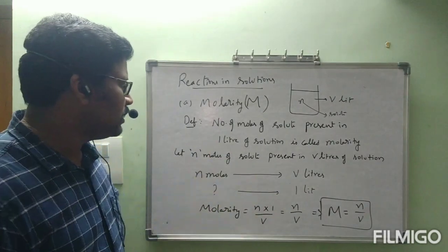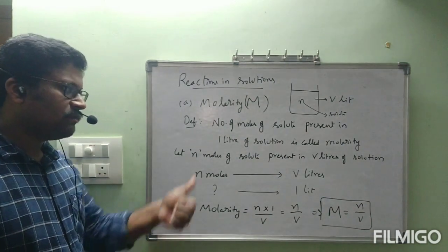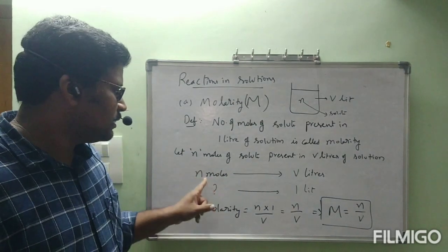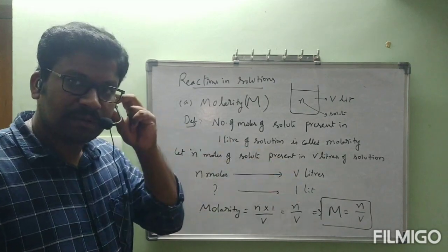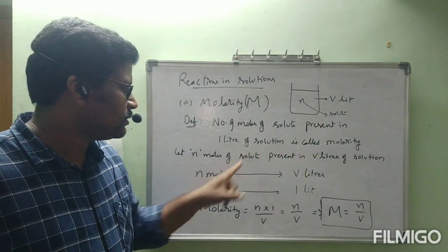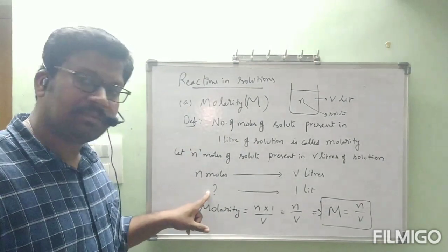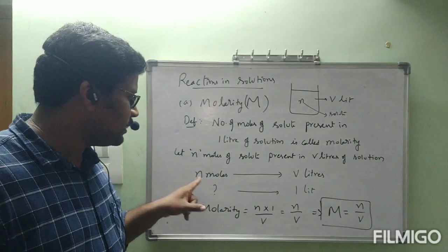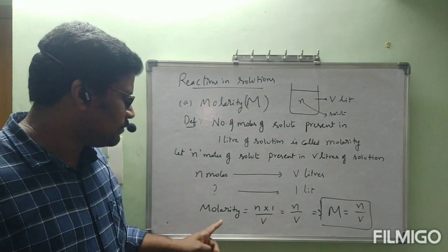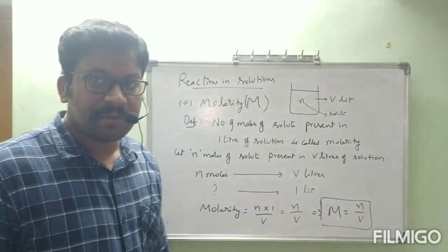Before that, I hope you understood the definition. Number of moles of solute present in 1 liter of solution is called molarity. By definition, we got n moles of solute present in V liters of solution. In 1 liter of solution, how many moles of solute are present? That is our only point. So here is the question mark. Now these two will be cross multiplied: n into 1, n only, divided by V is equal to M. Molarity is represented by M. That's why I wrote M. Capital M is equal to n by V. This is the formula for molarity.